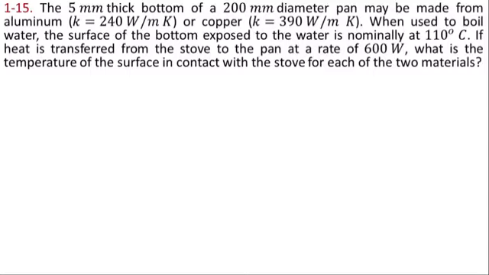The pan will be made from aluminum or copper. In short, we have two different cases. One is for aluminum and the second one is for copper. The pan is used to boil water. The surface which is exposed to the water is at 110 degrees centigrade.